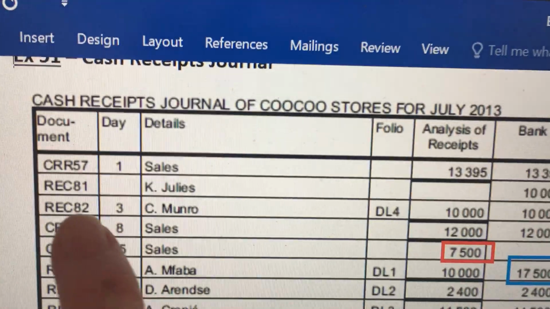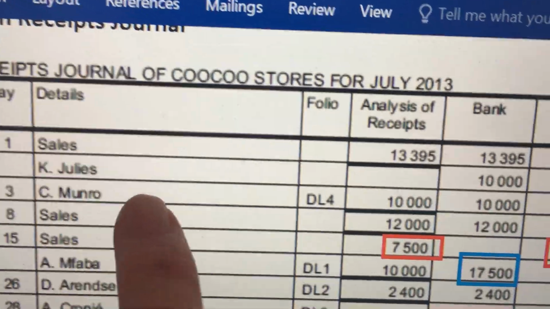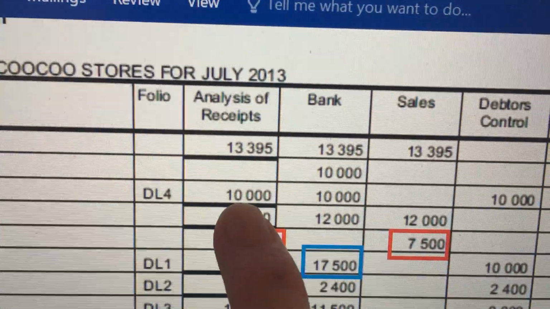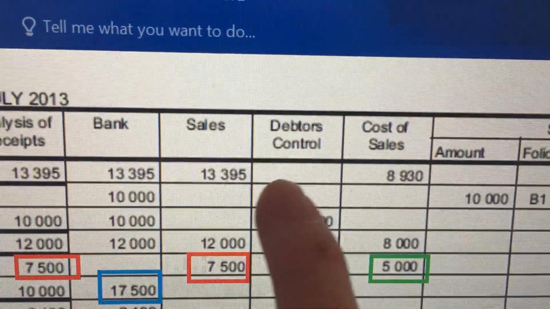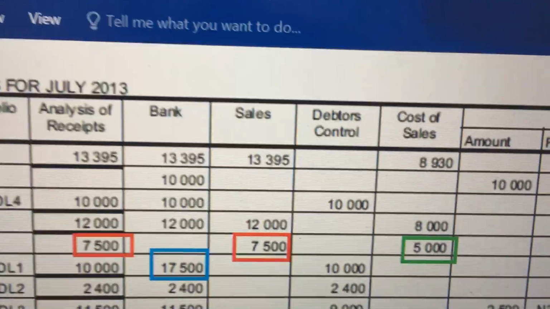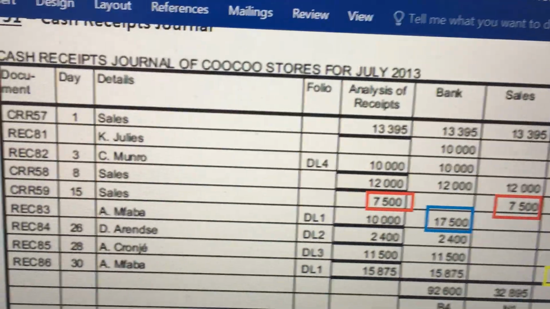You are going to issue him with a receipt. C. Monroe has paid us. It's going to go in the till. At the end of the day, we will bank it. And it's a debtor that is paying us, so it needs to go into debtors control.